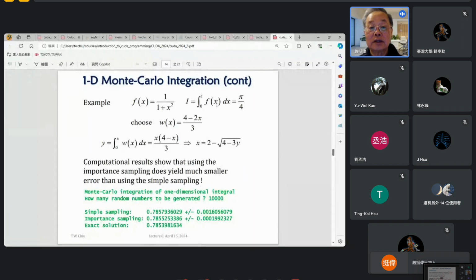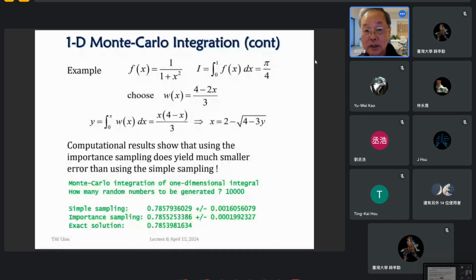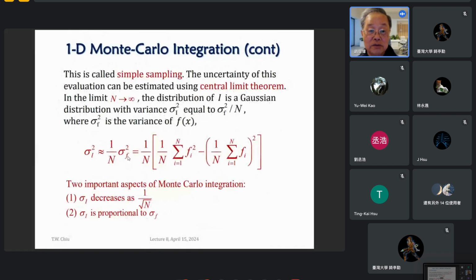So you can see here the relation between x and y is this. So this is sigma f, and then this is 1 over n. So the error is proportional to 1 over square root n times sigma f. Now importance sampling makes this sigma f smaller.